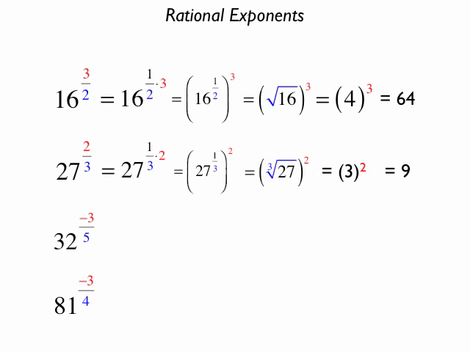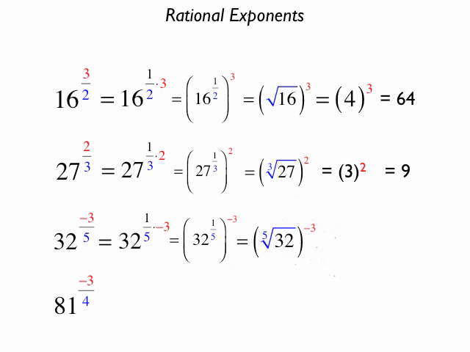Now the difference in the last two examples is the negative. And so when we rewrite, we're going to make the numerator the negative number. So negative 3/5 gets rewritten as 1/5 times negative 3. Then we use our power of a power, 32 to the 1/5 raised to the negative 3rd. Rewrite this using radical notation, the 1/5 power becomes the 5th root of 32 raised to the negative 3. Figure out who is the 5th root of 32. Look at your list.